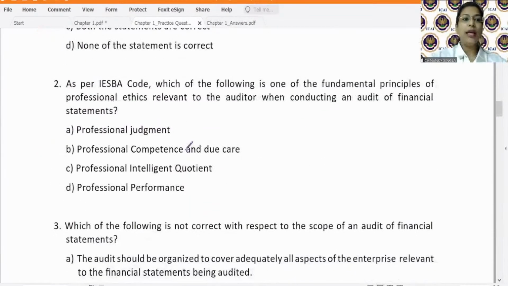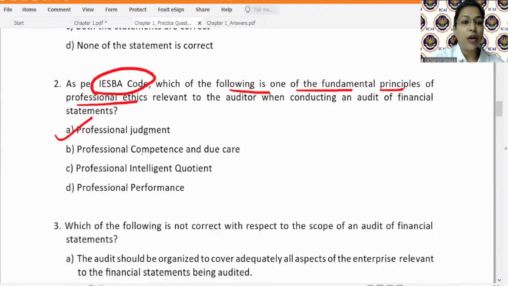Now the second one. As per ISBA code, which of the following is one of the fundamental principles of professional ethics relevant to the auditor when conducting an audit of financial statement? So see, students, you might get confused. प्रोफेशनल जजमेंट ही हो सकता है आपको ठीक लगे. दो ऑडिटर नीड्स टू एक्सरसाइज प्रोफेशनल जजमेंट, बट आईएसबा कोड के अकॉर्डिंग कौन से 5 थे? इंटेग्रिटी, ऑब्जेक्टिविटी, प्रोफेशनल कॉम्पिटेंस एंड ड्यू केयर, है ना? एंड देन rest 2 were there, but these were not there. ठीक है?